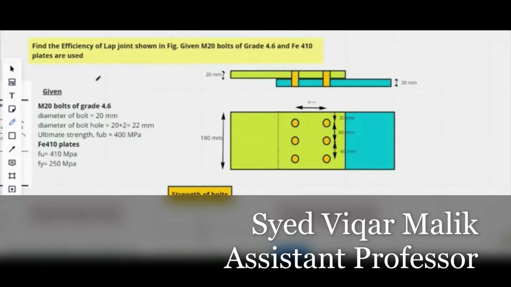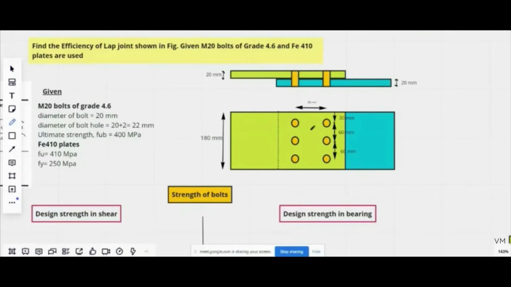Today's topic is to find the efficiency of a lap joint, which is shown in the figure, having two plates of thickness 20 mm. There are six bolts of diameter 20 mm and grade 4.6, whereas the grade of plate is Fe 410. So the given data: M20 bolts of grade 4.6, where 20 represents the diameter of the bolt.